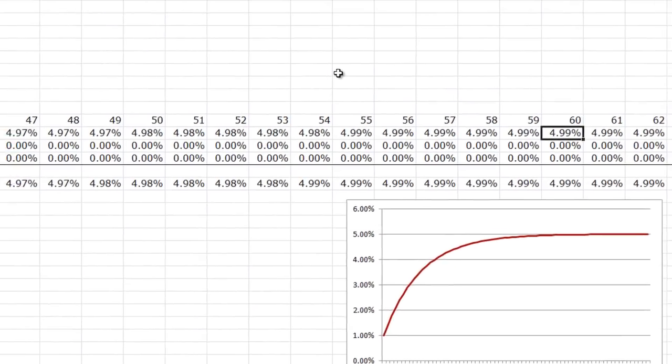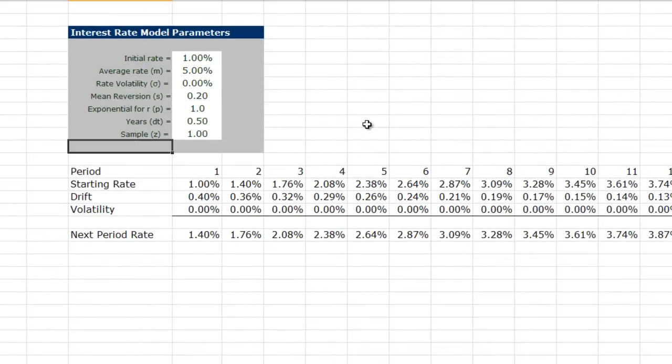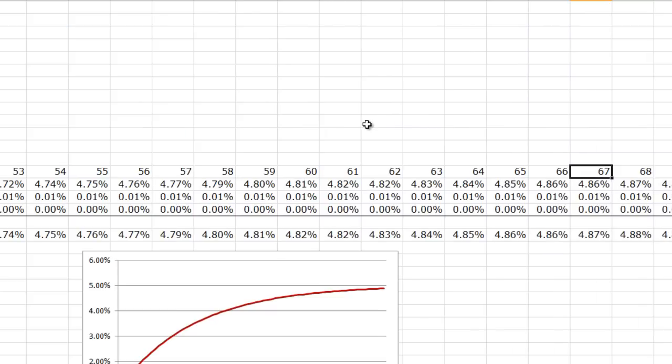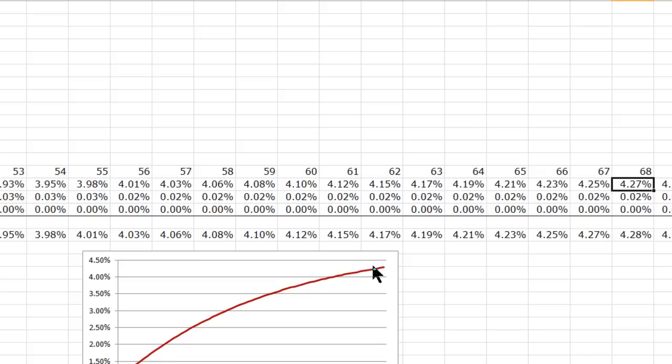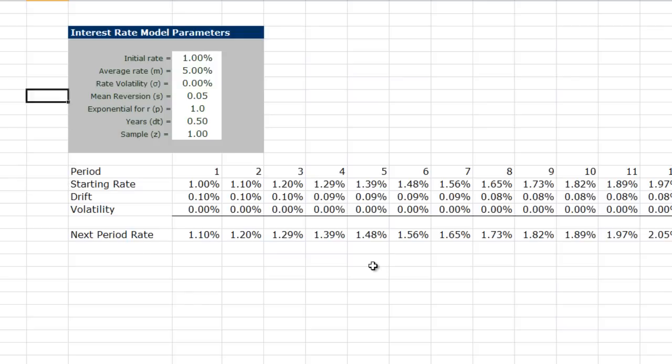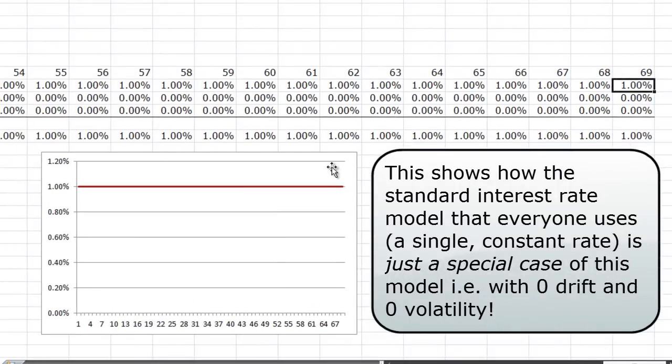However, if we move mean reversion down to 0.1, for instance, we see that after 60 periods, we're still not quite there yet. And in fact, even after about 70 periods. And of course, if mean reversion is 0, well, in this case, all that means is we're going to have a straight line at 1%, because now we're not drifting towards anything, and the 1% number is staying exactly where it is. We have no drift and we have no volatility.